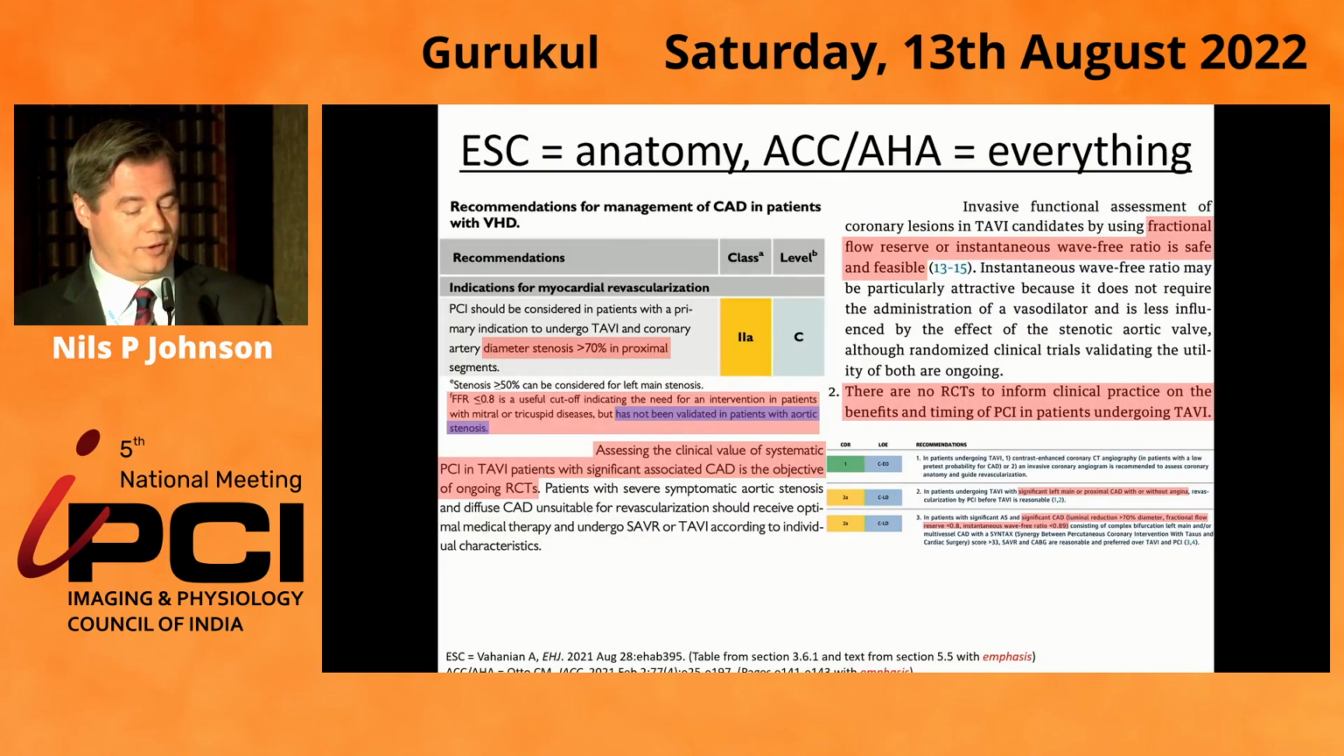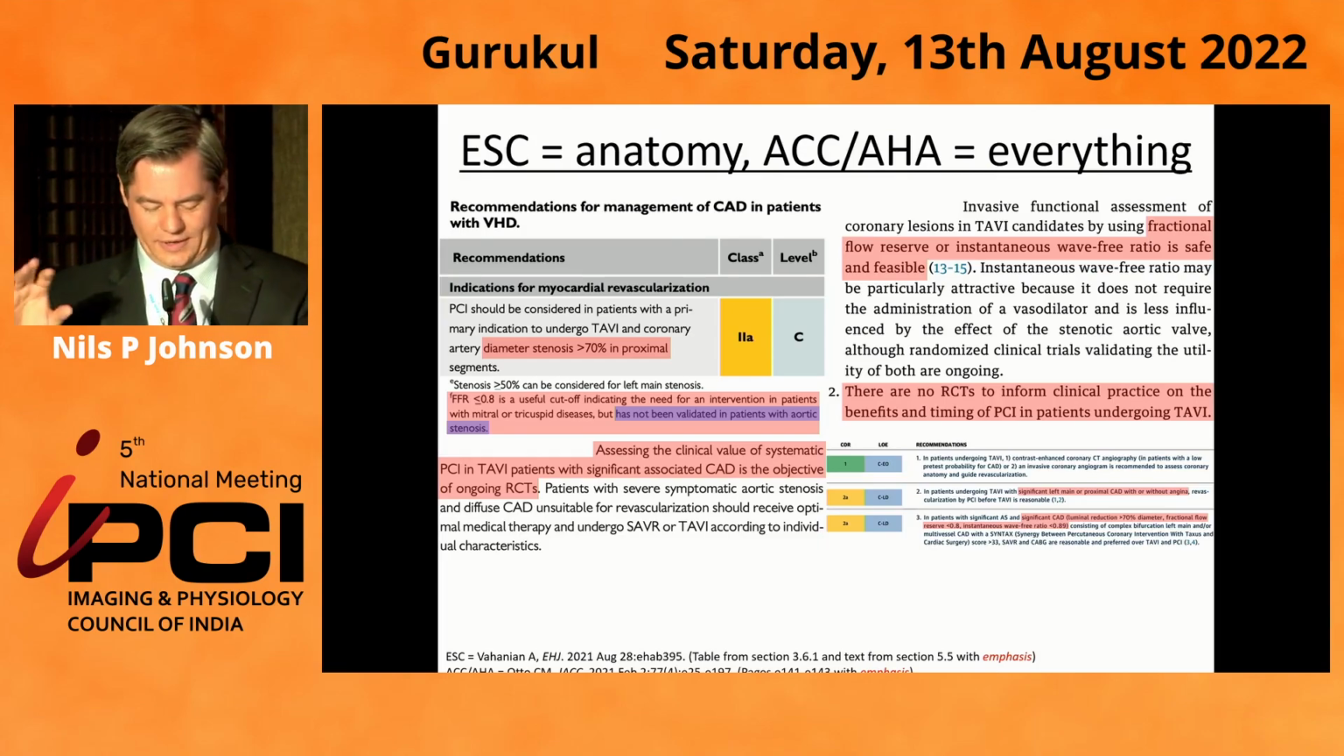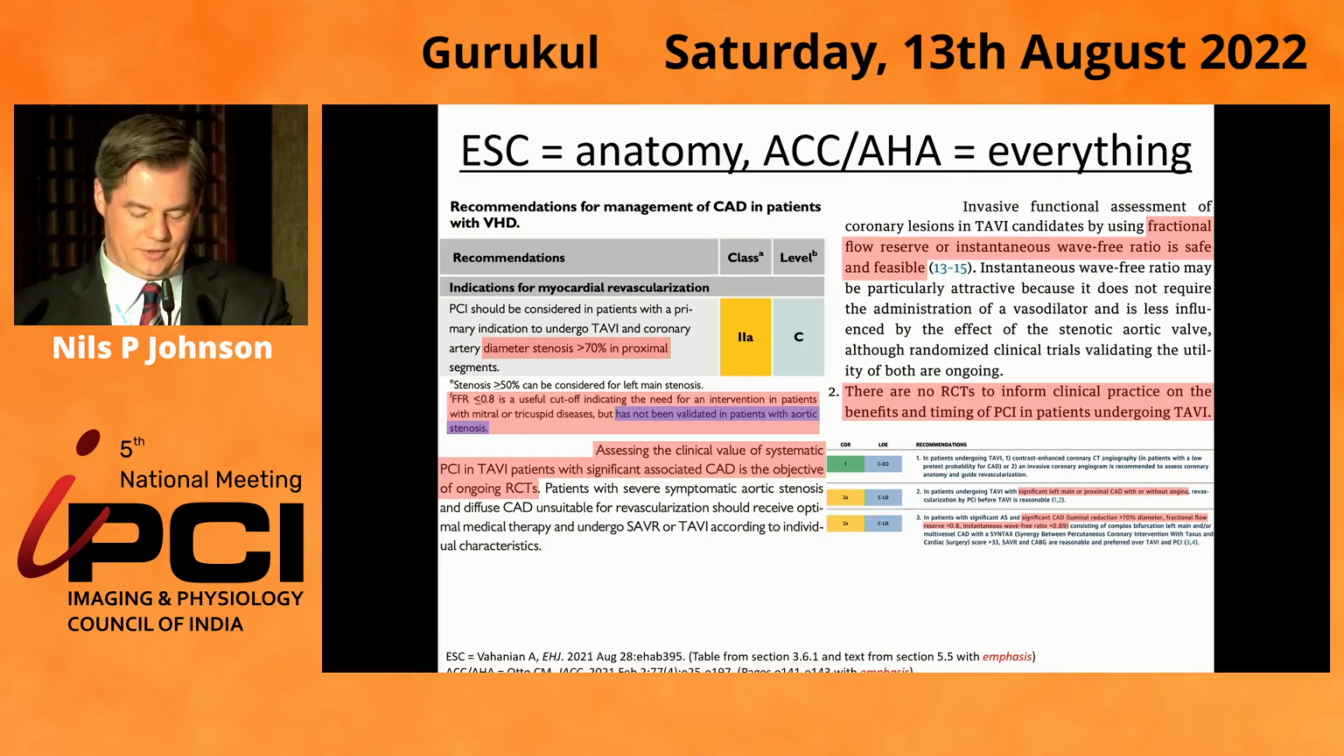What do the guidelines have to say about all this? Oh my gosh, they're all over the map. So the ESC says that you should be focused on anatomy. They say that FFR has not been validated in patients with aortic stenosis. Of course, I'm not sure 70% diameter stenosis has been validated in those kind of patients either, but that's what the Europeans think. They do highlight, though, that there's a lot of ongoing randomized trials that still will let us figure out what to do. And then the ACC AHA guidelines, they let you do it all. If you read down there in the very third recommendation, it says you can use percent diameter stenosis, FFR, iFR, and they say there are no randomized trials to inform practice, so they kind of let you do whatever you want to.